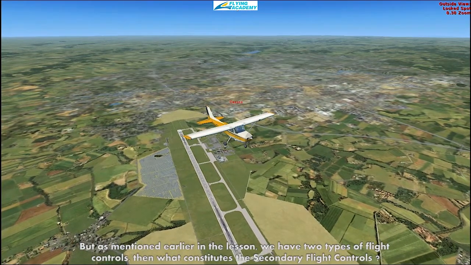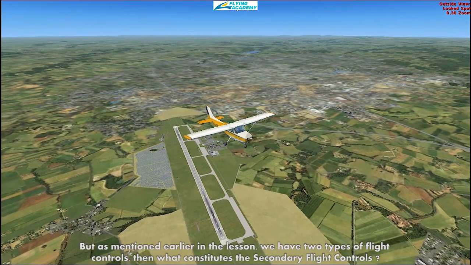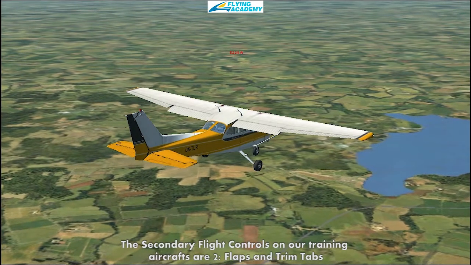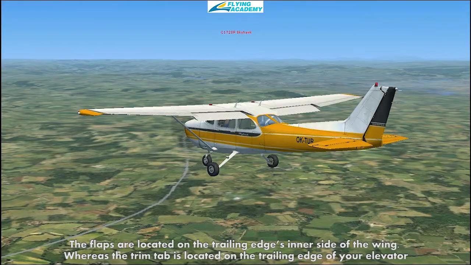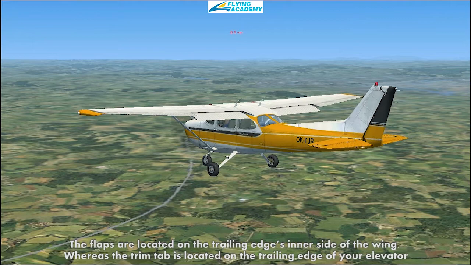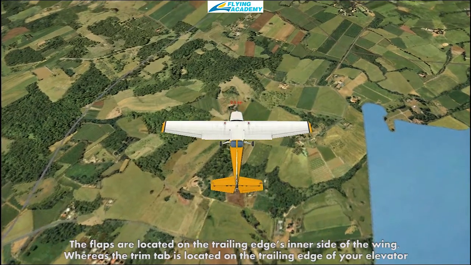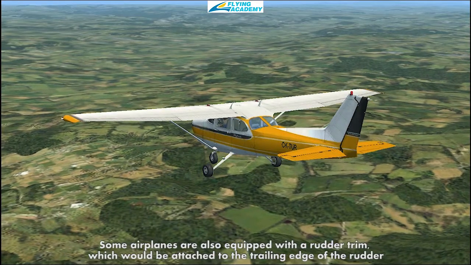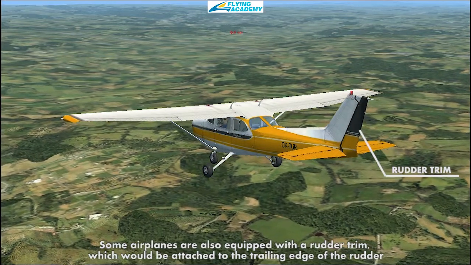But as mentioned earlier in the lesson, we have 2 types of flight controls. Then what constitutes the secondary flight controls? Secondary flight controls on our training aircraft are flaps and trim tabs. The flaps are located on the trailing edge's inner side of the wing, whereas the trim tab is located on the trailing edge of your elevator. Some airplanes are also equipped with a rudder trim, which would be attached to the trailing edge of the rudder.